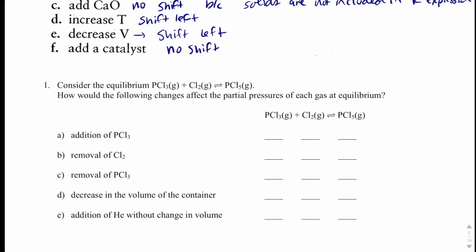Okay, so PCl3, if we increase that, we will end up shifting right. If we remove some Cl2, we need to generate more, so we will shift left. If we remove some PCl5, we need more of that, so we will shift right.